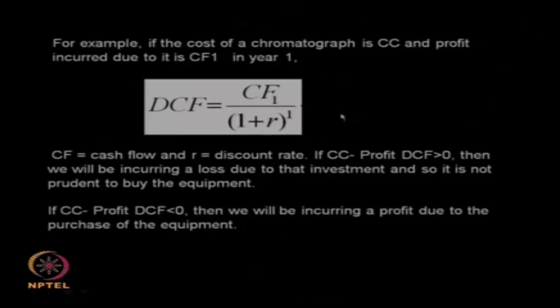Okay, so the formula, once again, is discounted cash flow is equal to the cash flow in year 1 divided by 1 plus r raised to the power 1. So if somebody is promising you so much amount in year 1, its value in year 0, that is today's value, will be the money divided by 1 plus r raised to the power 1. R is your discount rate. Generally we take it as 10%, it can be between 5 and 10%.